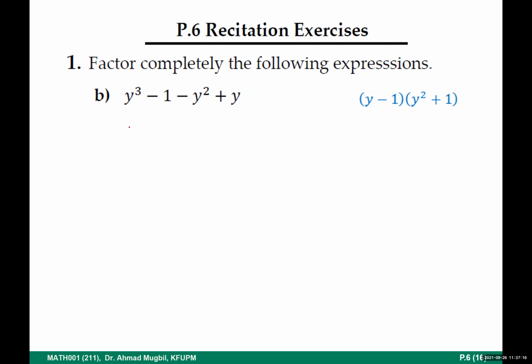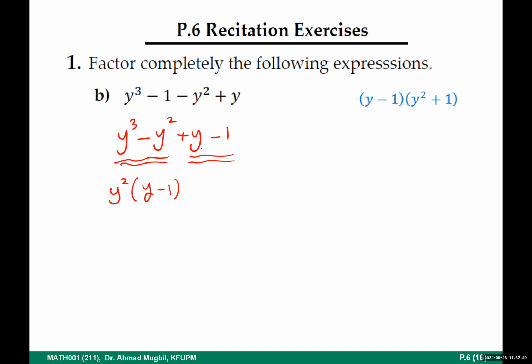Don't change the signs. So is it okay if we write it like this? y to the power 3 minus y squared plus y minus 1. What I did, I just reordered; addition is commutative, no problem. Now my plan is to make this one group and this one another group. Now in the first group, there is a common factor. What is it? y squared. Now what will you have after that?